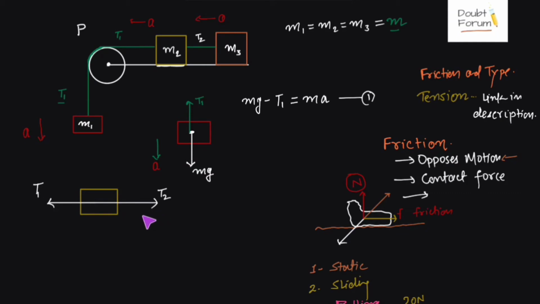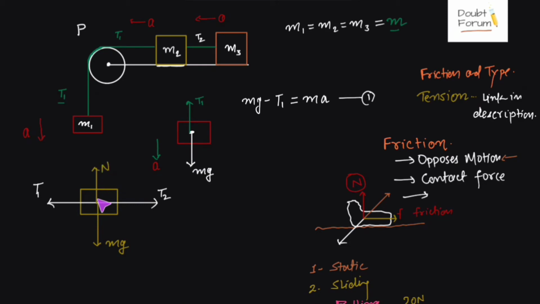Third is the weight of the block, because this is a block, so the weight of the block would always be acting, which is equal to mg. M1, M2, M3 all are the same, so this would be mg. If weight is acting, then the table would also be applying a normal force, so there would be some normal force N.